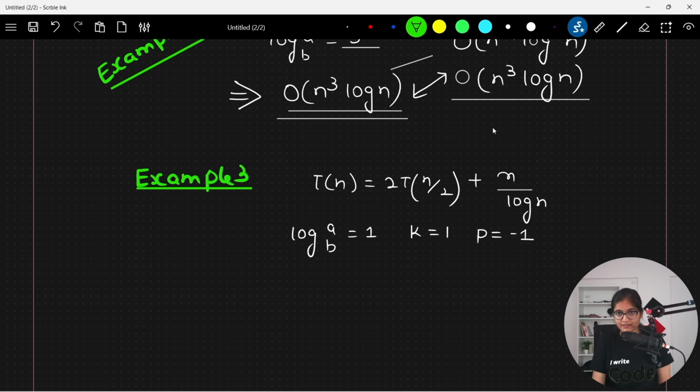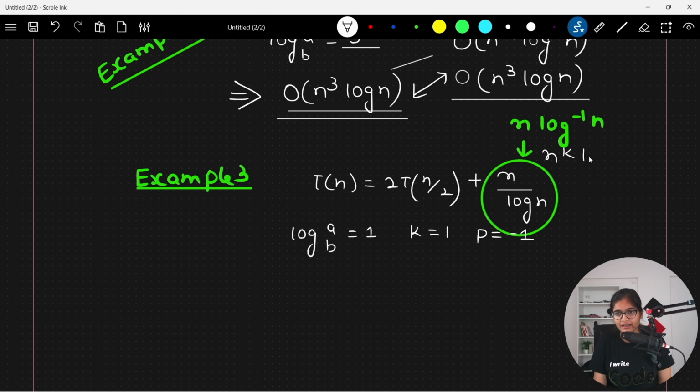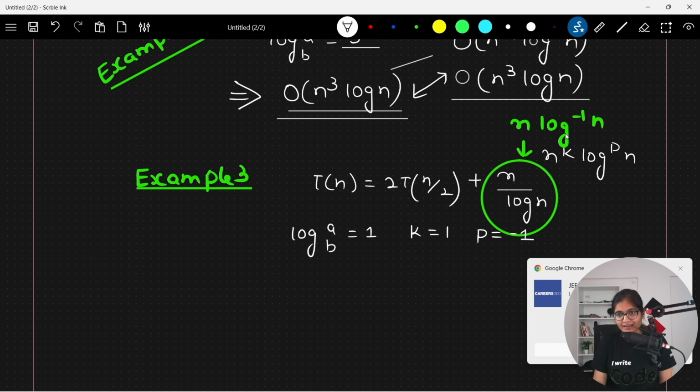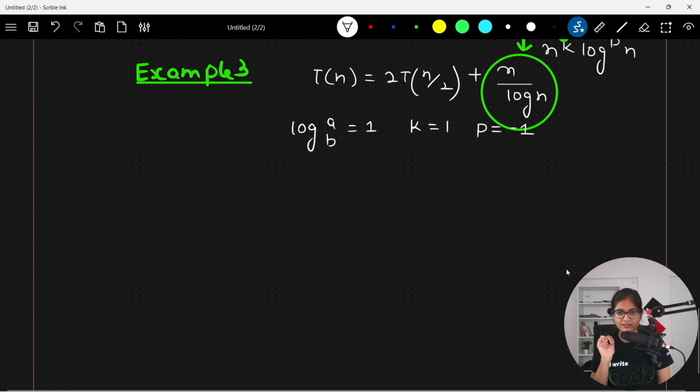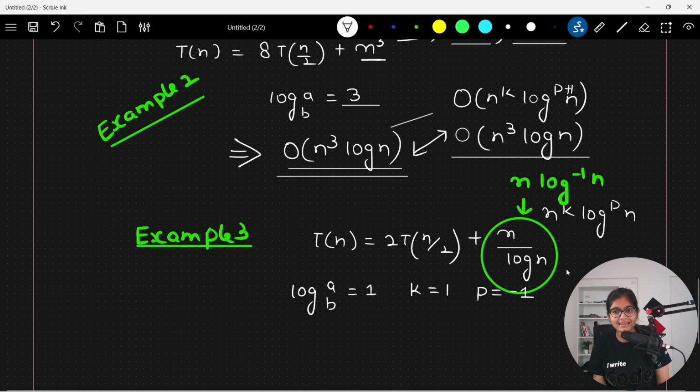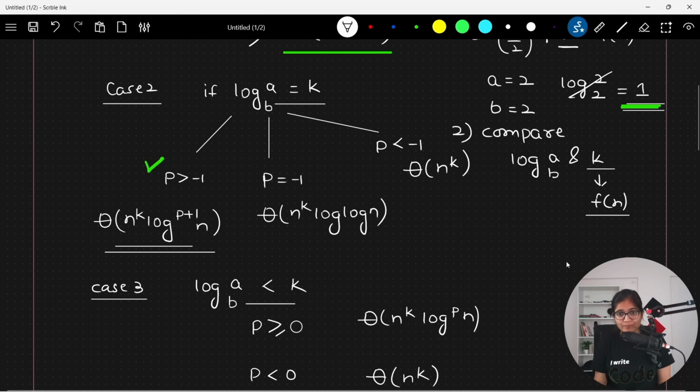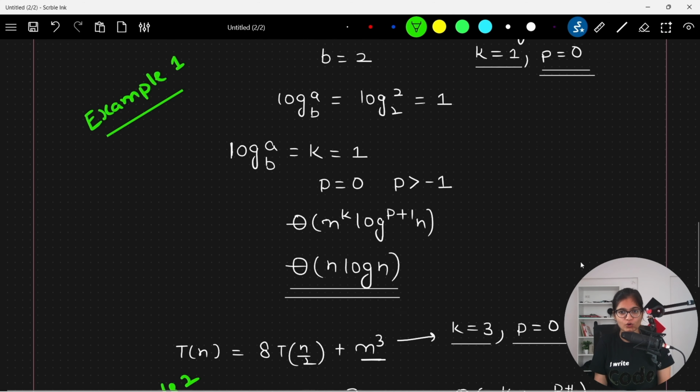How? This term which I am writing here can be represented as n into log to the power -1 of n. And f of n can be represented as n to the power k log to the power p into n. So k value is 1, p value is -1. We can write it like this, right? So in this particular case, these are the values which I am getting. Now we came under the category of p equal to -1.